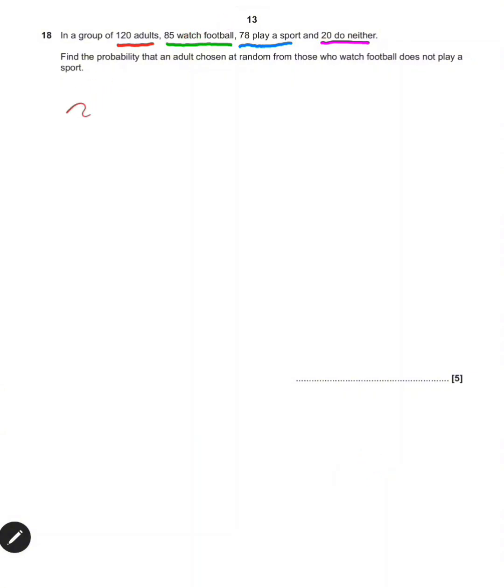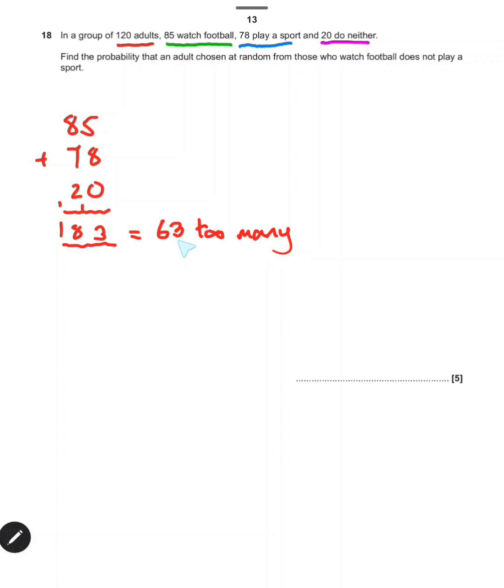I'm going to add these numbers together. So I've got 85 watching football, added to those who play a sport, and those that do neither. 5 add 8 is 13. 8, 9, 10, 11. That would be 18. I've got 183 people, which is 63 too many. These 63 extra people must be people that do both things. They watch football and play a sport.